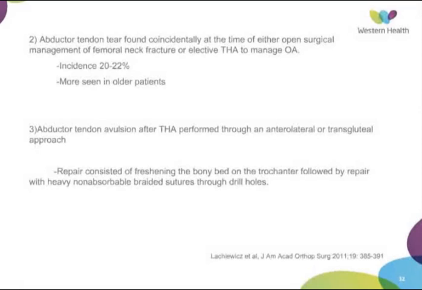Again, the third group that can be seen is people who have an avulsion of the tendon after they had total hip arthroplasty. That's normally through the anterolateral or transgluteal approach, or the Hardinge approach. As we know, one of the main problems with this approach is the insufficiency of the muscles and limping that can happen. Normally, after the patients have the total hip arthroplasty, they come back with the limping and the weakness of the muscles.